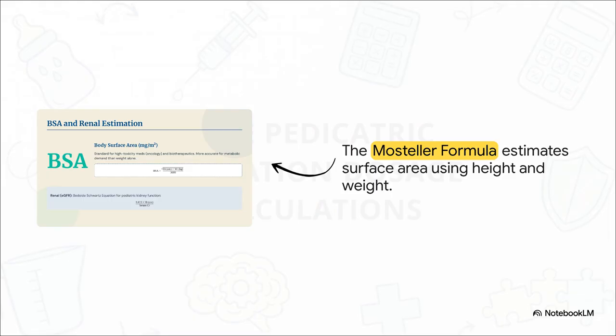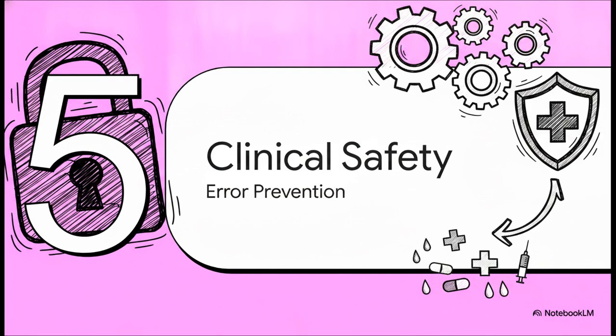The Mosteller formula is just so elegant. First, you convert the child's height to centimeters and their weight to kilograms. Multiply those together, divide that number by 3,600, and then just find the square root. That result is your body surface area in square meters. From there, you simply multiply the BSA by the prescribed dose per square meter. Easy, right? And finally, Section 5, Clinical Safety and Error Prevention.